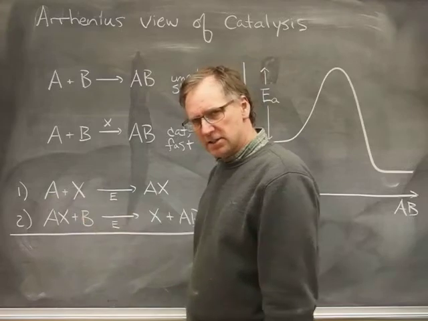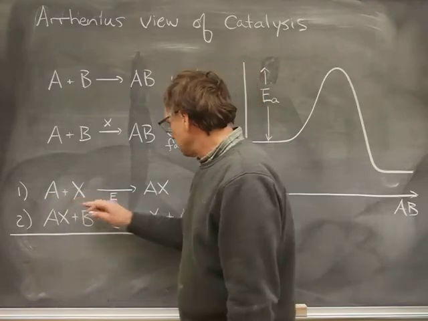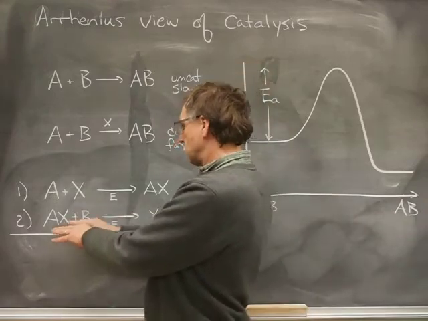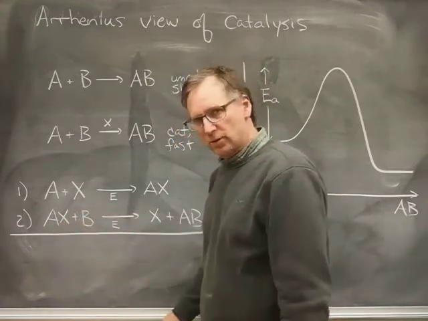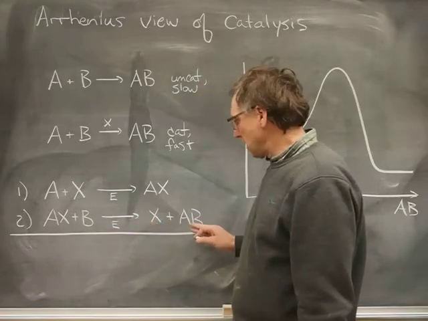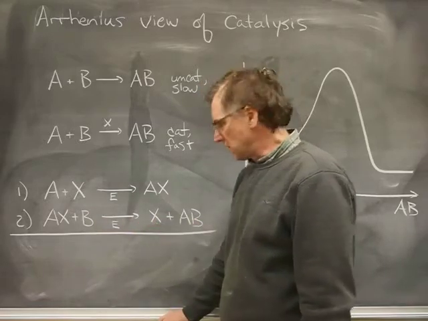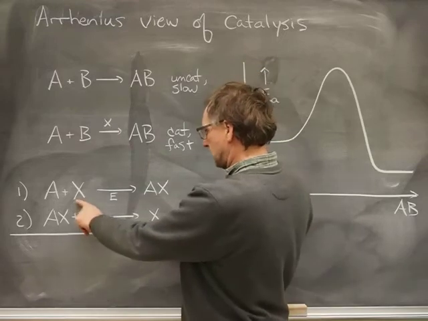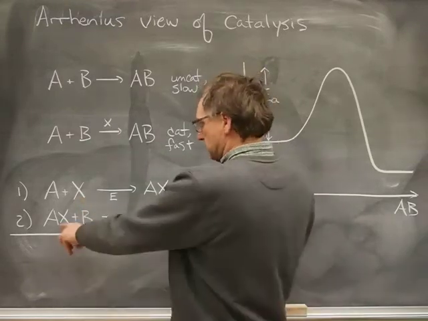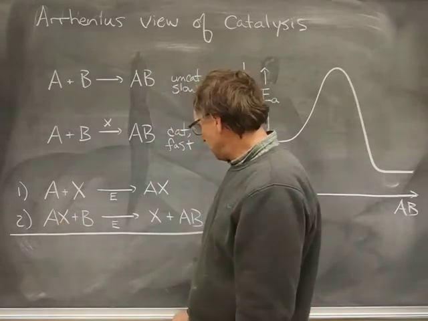A meets X, okay, and produces this reaction intermediate AX, and then AX itself gets consumed by reacting with B, and what happens there is it makes an AB compound and regenerates X. So you can see that X must be a catalyst in this reaction, and AX must be a reaction intermediate.